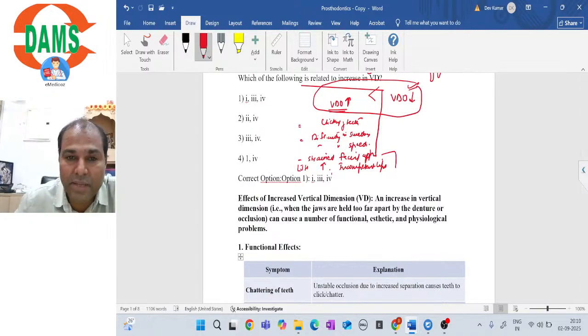TMJ problem, TMJ pain, these all are the problems. Fatigue of the muscles, all these things happen.